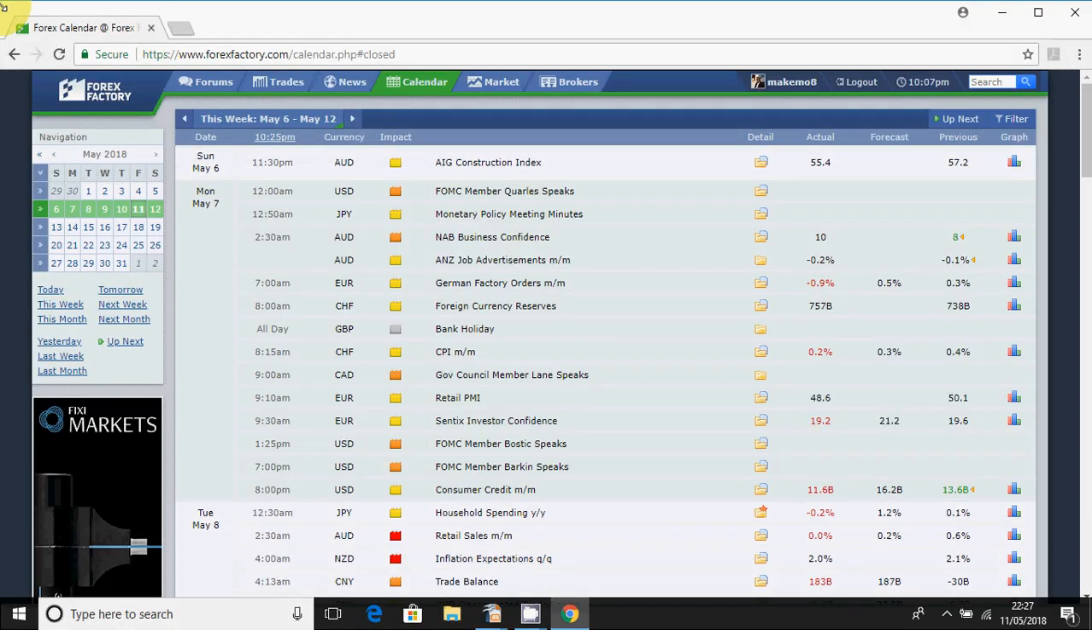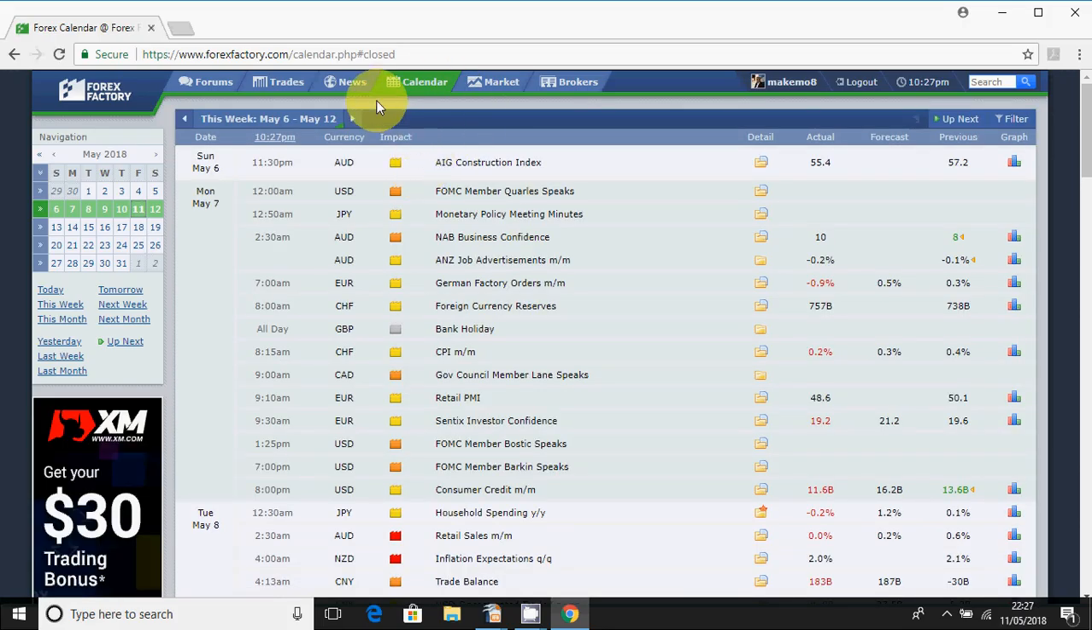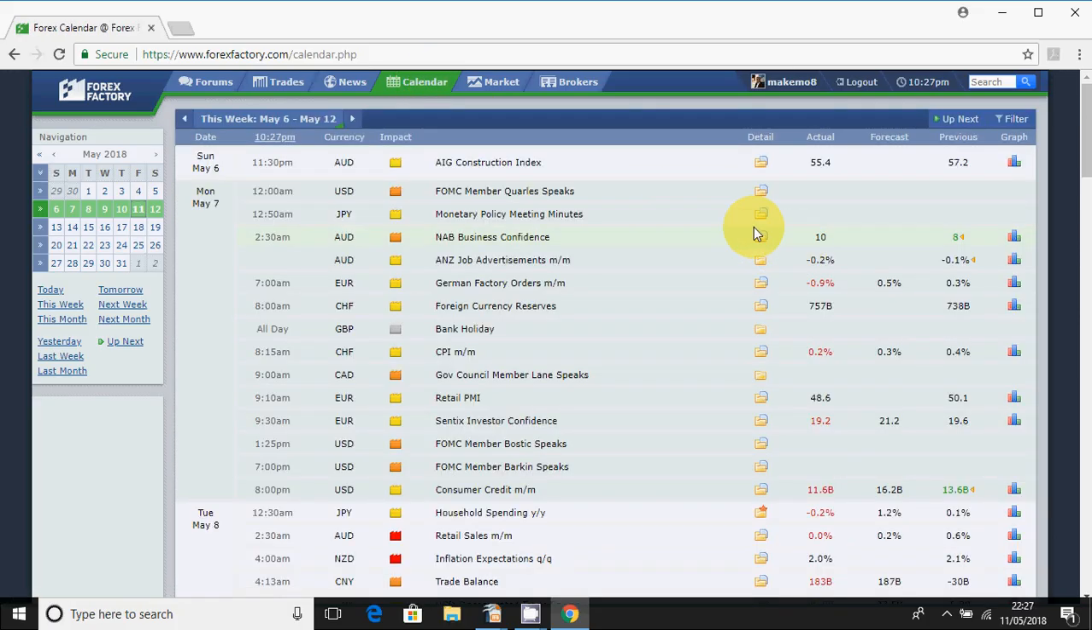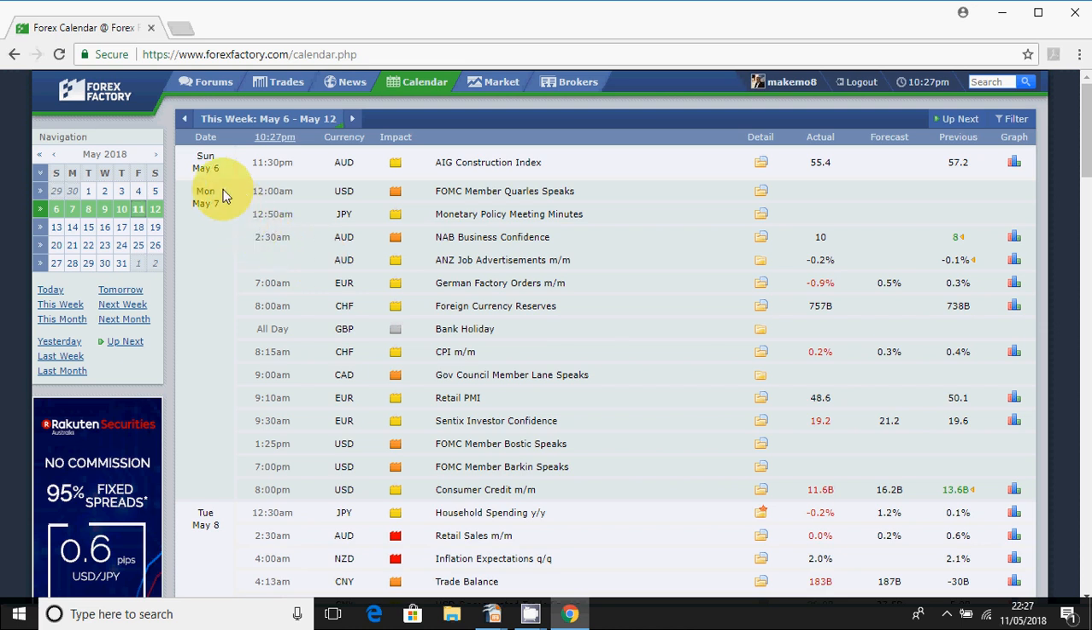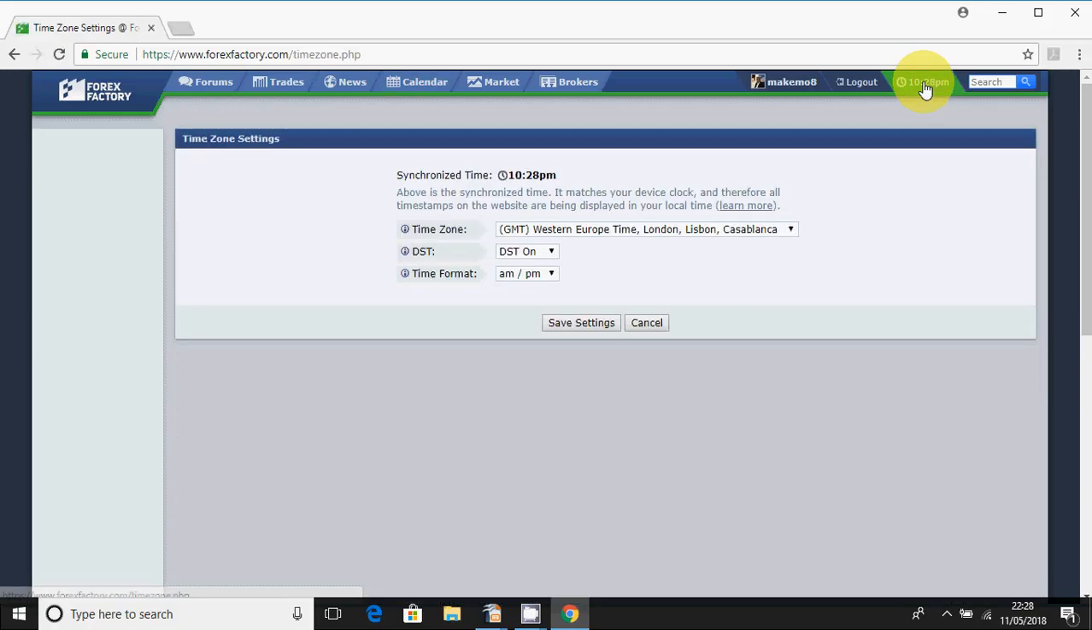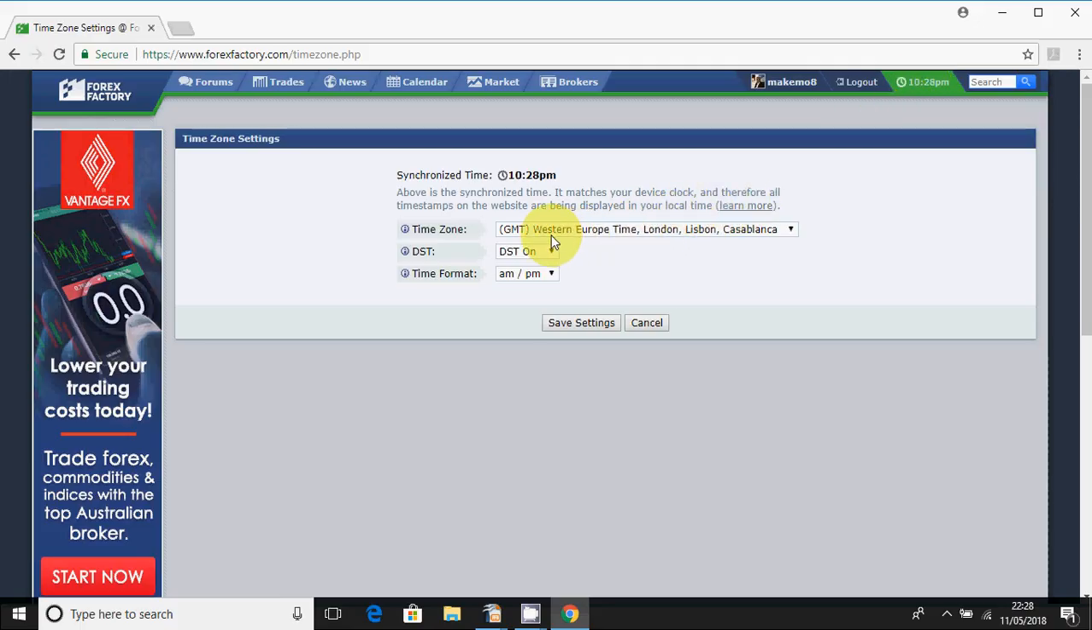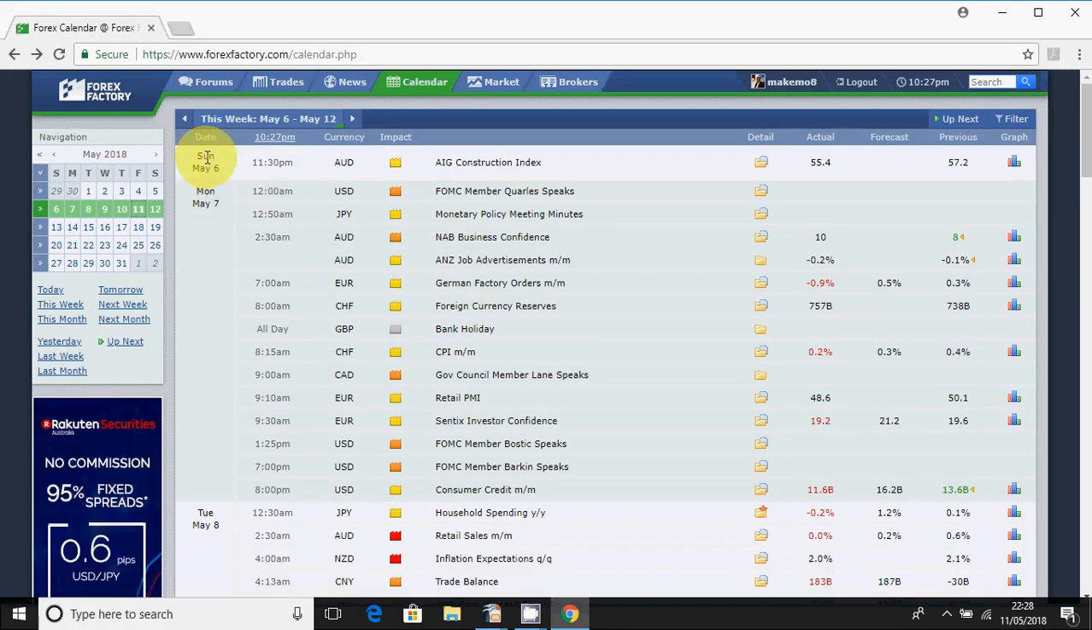Okay, so at forexfactory.com, here we are. So you click calendar and then you get the whole calendar for the week. All right. So first of all, you have the date, but make sure your date is set to your own local time. My local time is here. So you set yours to your local time so that you can see the time in your own time zone. So the date, the time of release, the currency it affects, and the impact.